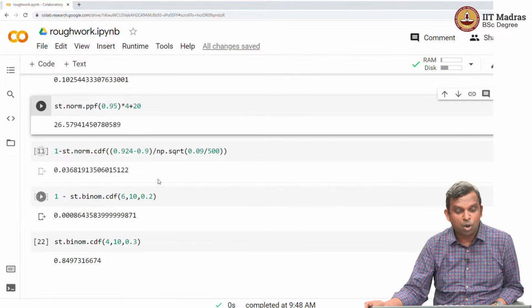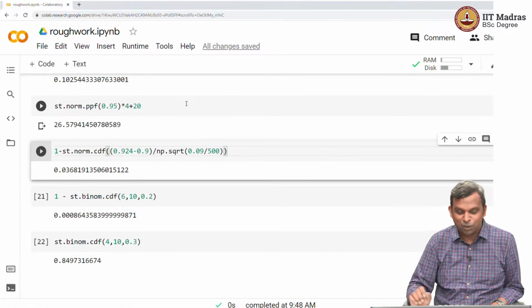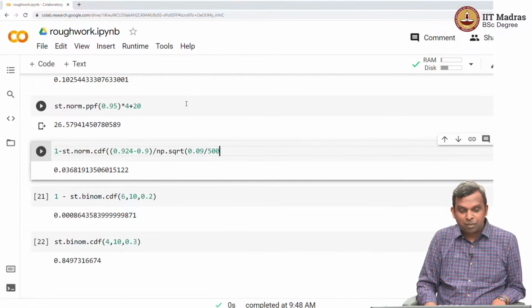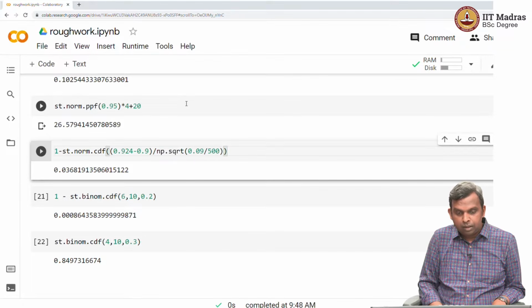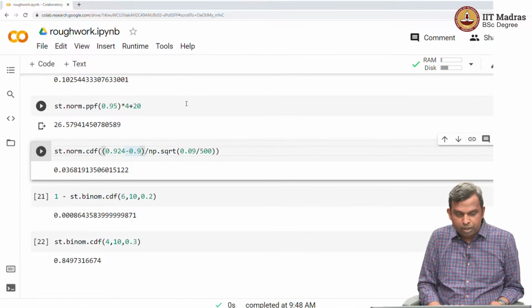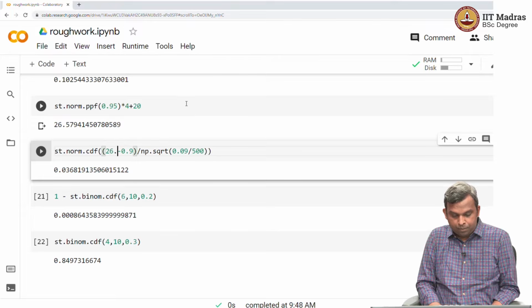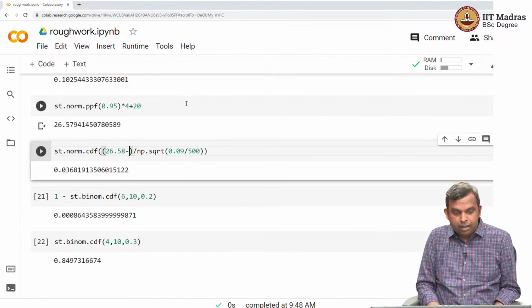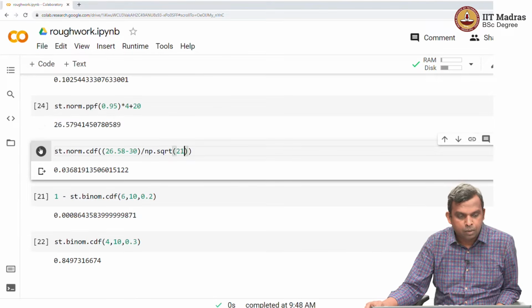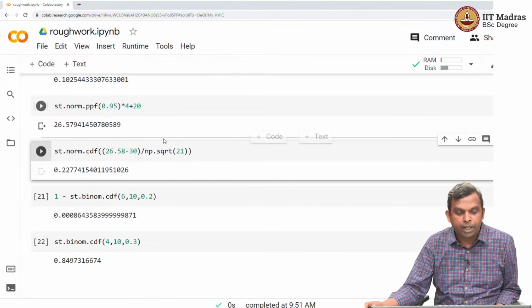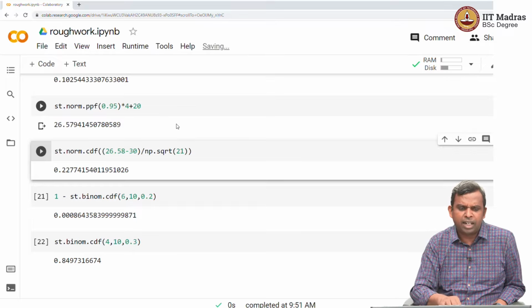Hopefully this is small. I've made a big case for why this should be small. So it's the standard normal CDF of (26.58, the previous answer, minus 30) divided by the square root of 21. You run this, you get 0.2287. So significantly lower already, right?